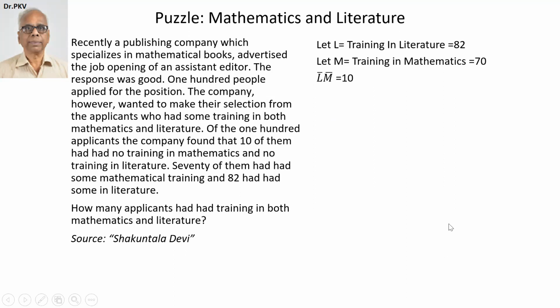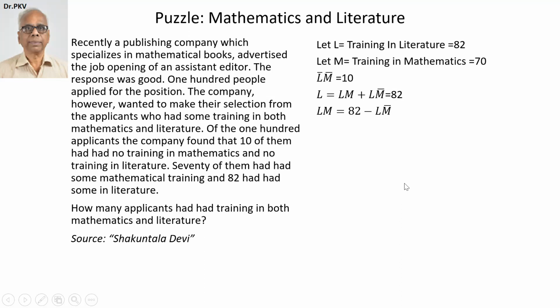Now, what is L? I will first start with L. Then I will show you, you can get the answer starting from M also. L is equal to LM plus LM bar. In other words, literature training people will be having literature and mathematics, or literature without mathematics. So that is given to be 82. Now, therefore, LM, which we want, both literature and mathematics, is equal to 82 minus LM bar.